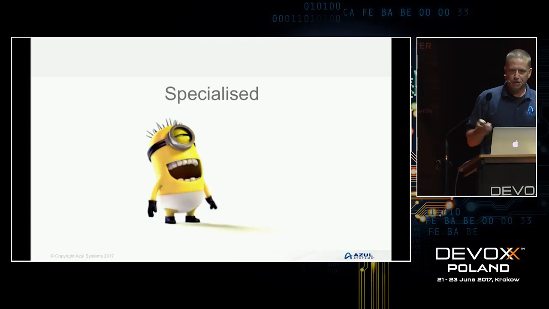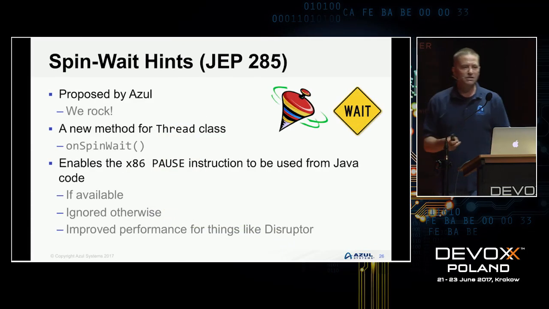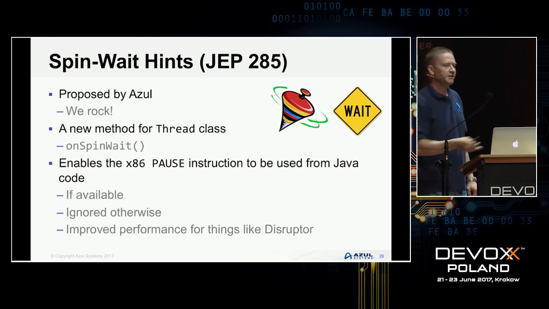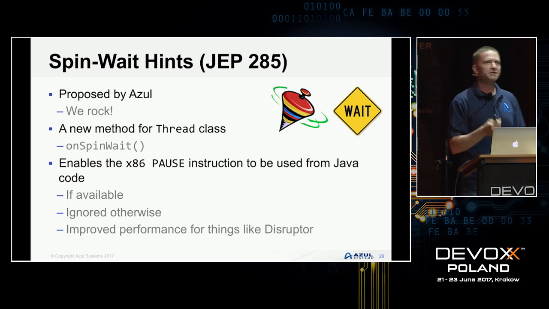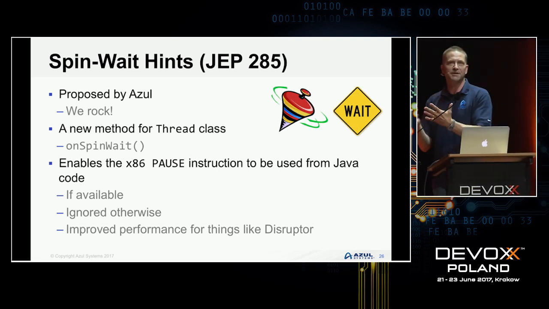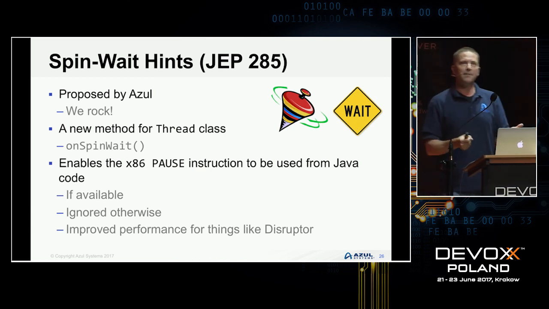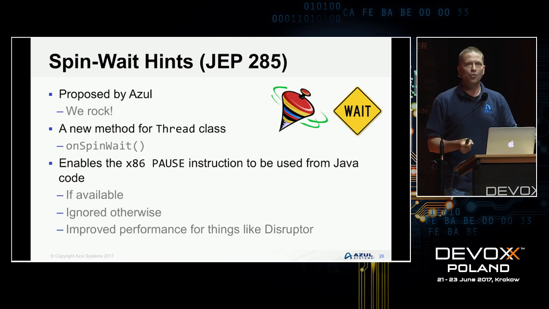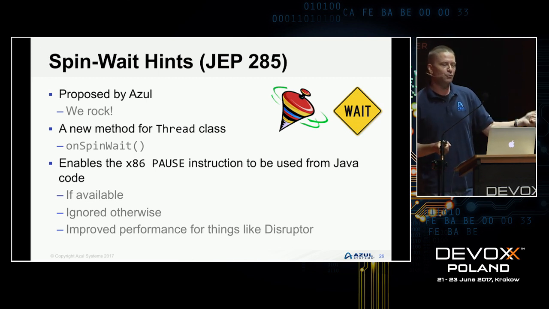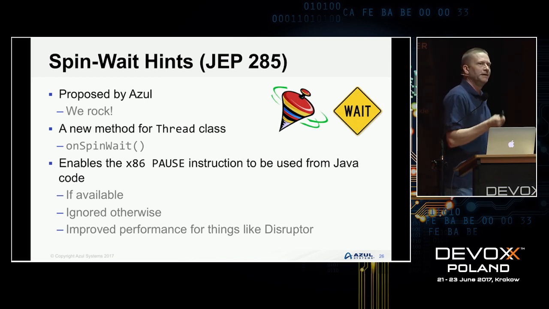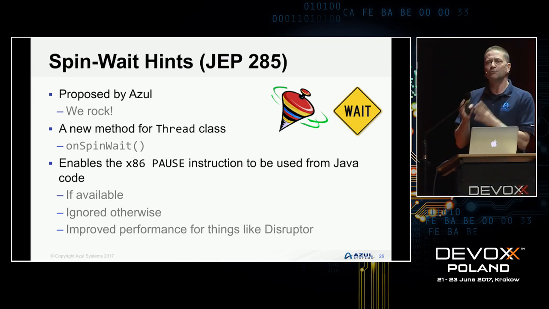Specialized features. Right, so the first of those is called spin weight hints. Now, we at Azul are particularly proud of this because this is the first JEP that has been accepted, JEP being a JDK enhancement proposal, the first JEP that's been proposed by somebody outside Oracle and actually accepted into the JDK.